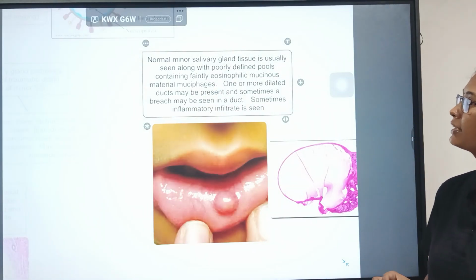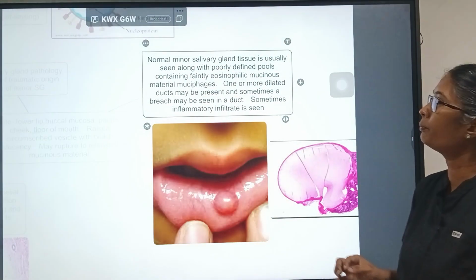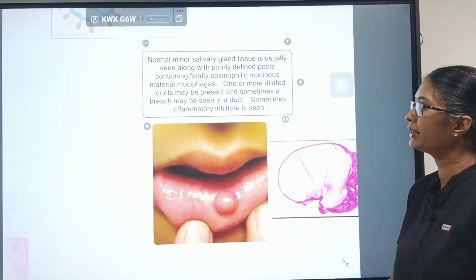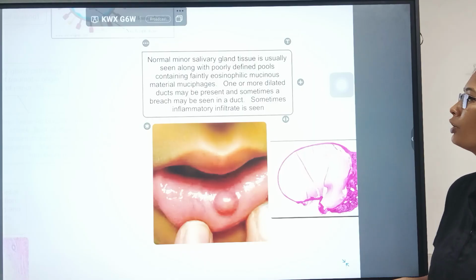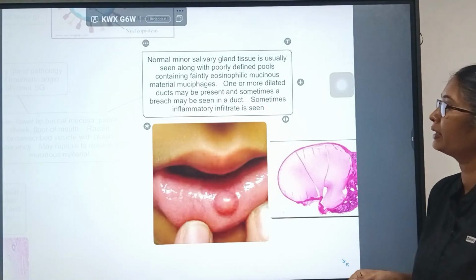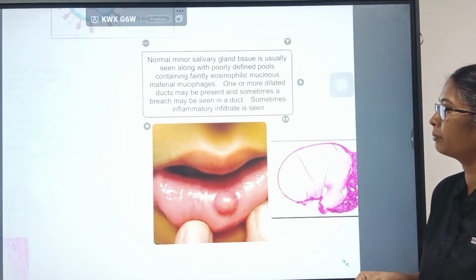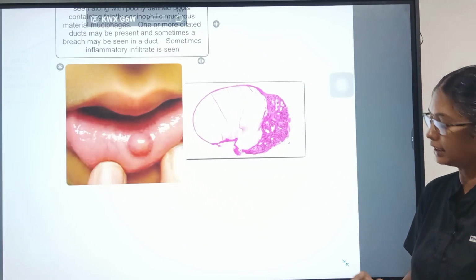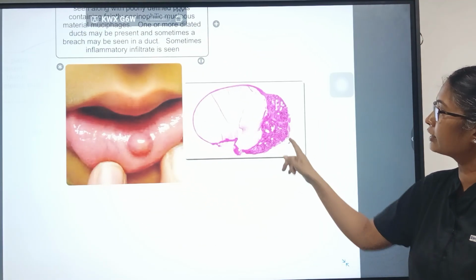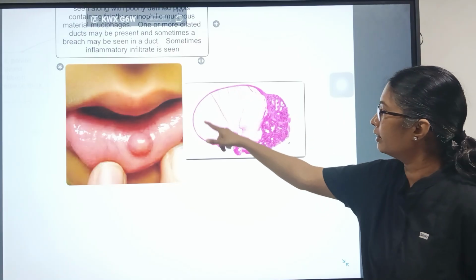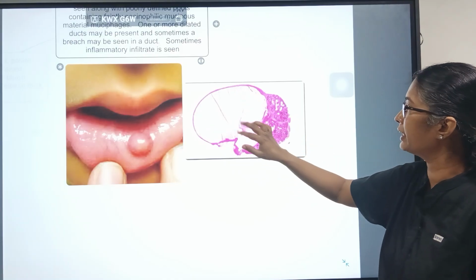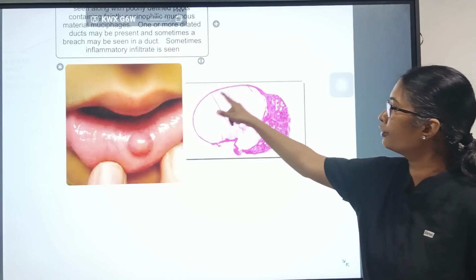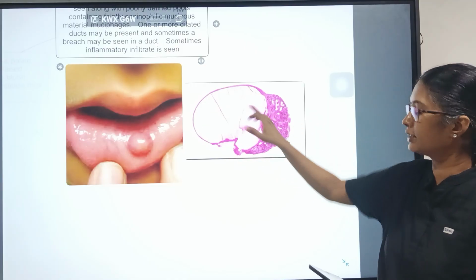So normal minor salivary gland tissue is usually seen along the poorly defined pools containing faintly eosinophilic mucinous material called mucin. One or more dilated ducts may be present, sometimes a breach may be seen in the duct, and sometimes an inflammatory infiltrate is seen. So this is a clinical picture of a mucous extravasation cyst, and the histopathology shows the extravasated mucous material here and the serous acini here. Here we do not find any epithelial lining, so this is a pseudocyst.